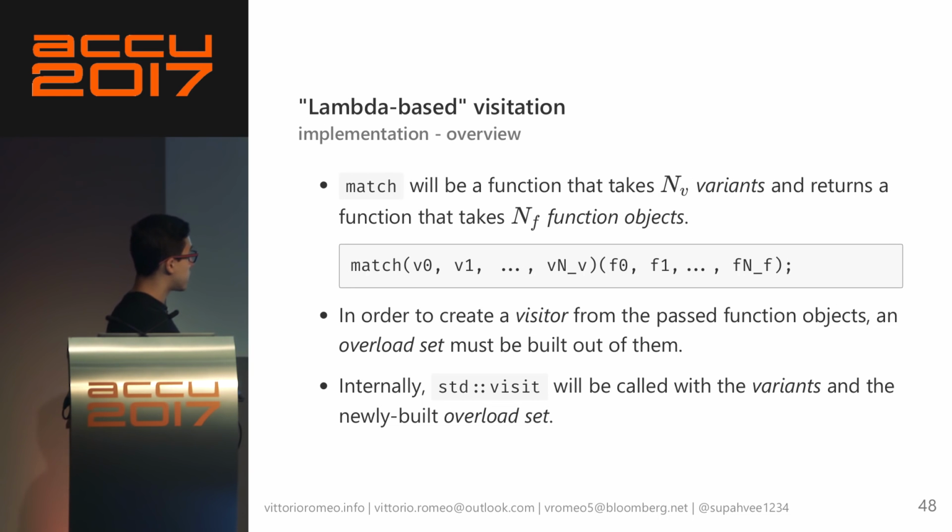And in order to create a visitor from the passed function objects, so from this bunch of objects here, we need to build an overload set out of them. So if you remember, the struct is basically just a bunch of overloads. What we want to do is take some lambdas and build an overload set out of them so that we can use them for visitation. And internally, we will call std::visit with the variants that we basically bind here and the newly built overload set that we created over here.